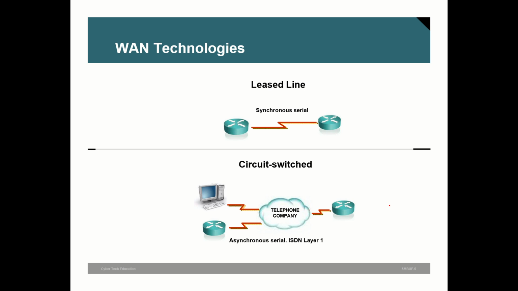Circuit switching is a connection between one end and another. It may be our computer monitor connected to a router, or it may be connected to some telephone company. Then after that, it basically comes under what? Asynchronous. Synchronous and asynchronous.